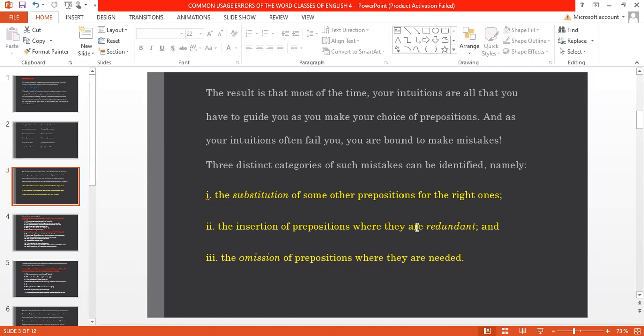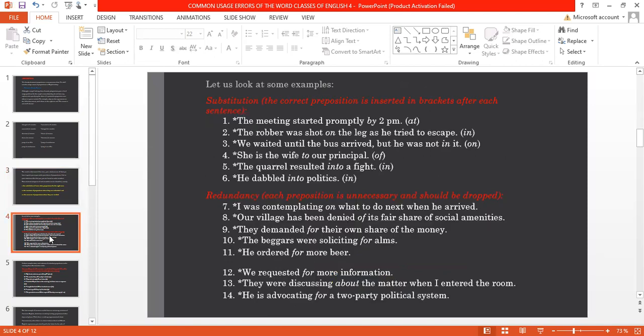So you have to refer to our last week class on the use of preposition and some verbs in English. Number 3 is the omission of prepositions where they are needed. Do not omit prepositions where they are needed. Try as much as you can to insert the prepositions where they are needed. And where they are not needed, you can omit it. All right? Let's look at some examples.